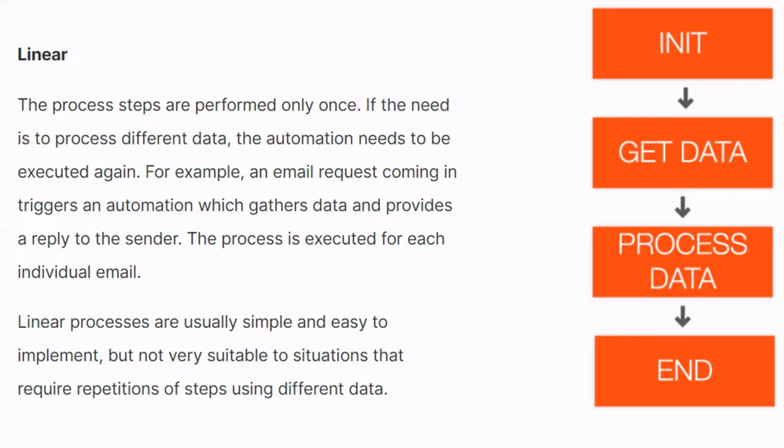A linear process can be handled with a sequence workflow, and it is called a sequence because it is happening one after another. First we are doing init, then get data, then process data, and then end. So it is in a sequence. That's why it is called a linear process. This type of process is usually not much beneficial in RPA.